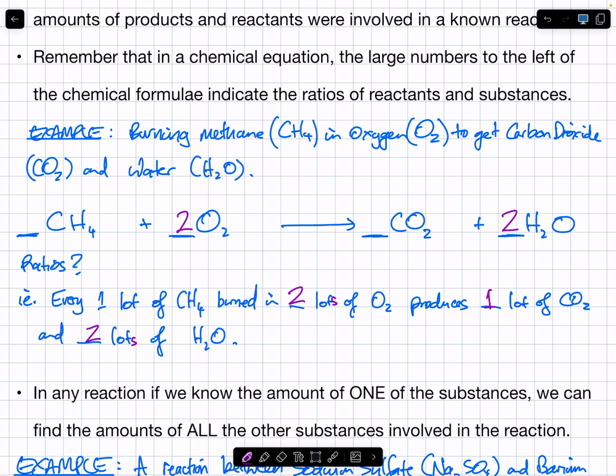Okay? So if I didn't have double the amount of oxygen to methane, this isn't going to work. Okay? Let's talk in moles. If I had 1 mole of methane, how many moles of oxygen would I need? 2. And I would produce how many moles of carbon dioxide? 1. But I'd also produce how many moles of water? 2. That's what the balanced equations are for. It tells you the ratio.